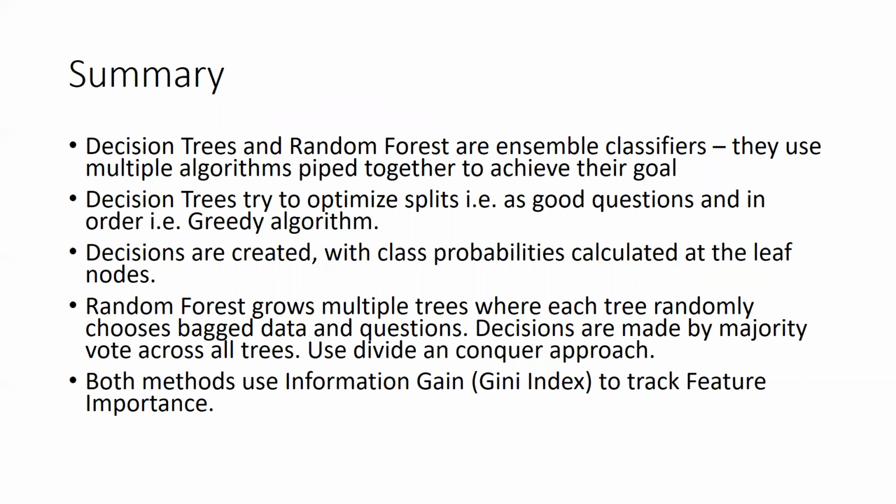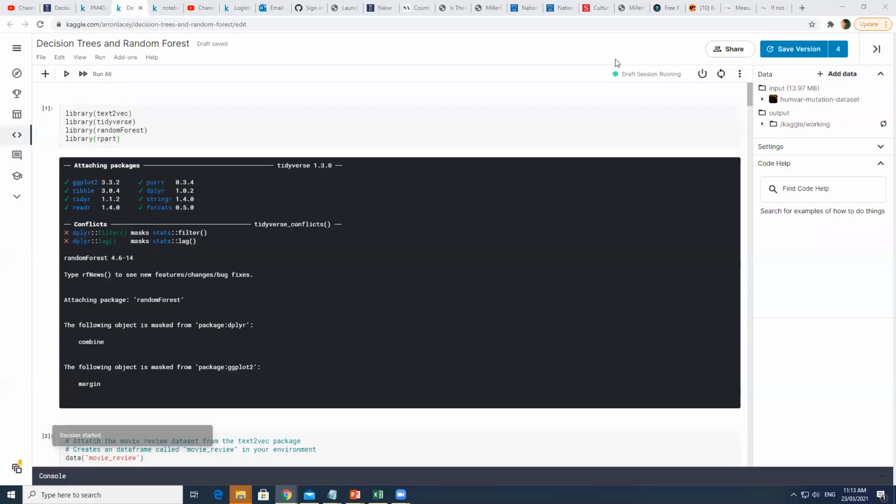So think of the Ents in Lord of the Rings coming to their decision. Both methods use information gain, Gini index, to track feature importance. And so we'll look at feature importance in this notebook coming up now. And we're going to look at some natural language processing. So we've used pretty basic database style data so far. Let's look at natural language processing in this notebook.